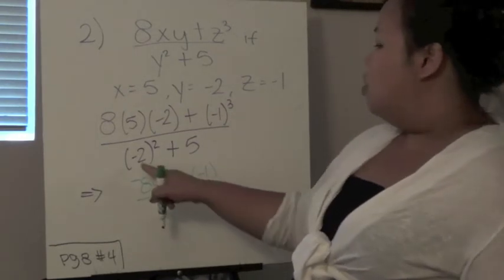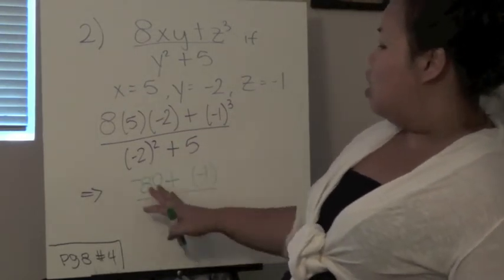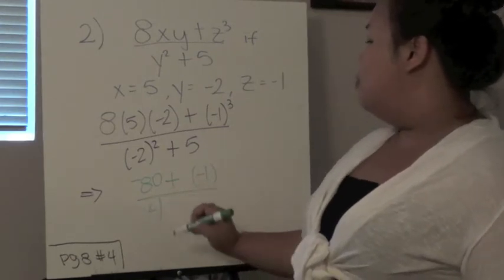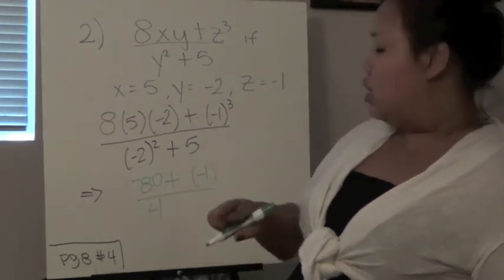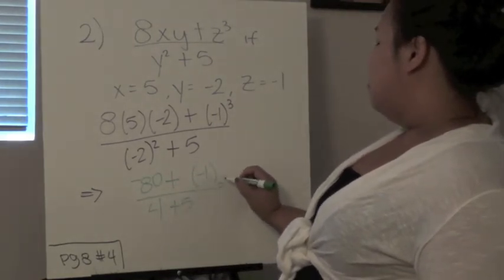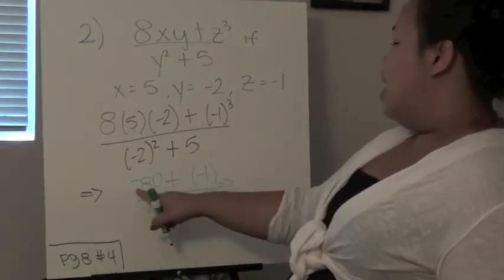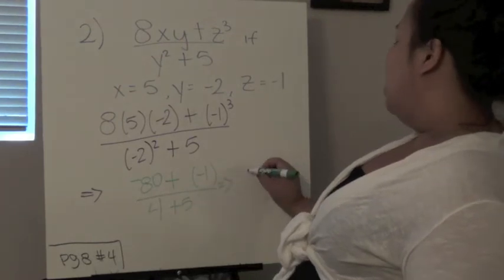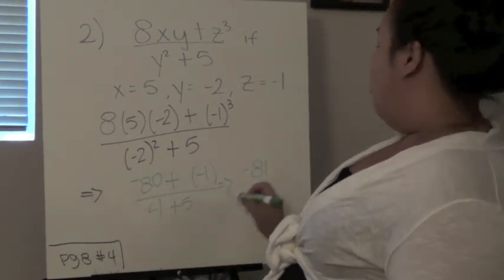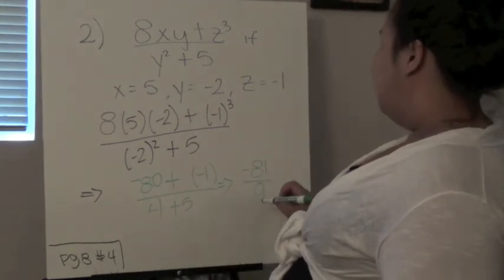All over. Again, this is a whole nother world down here. We're going to do it again. Negative 2 times negative 2 is positive 4. Okay? Two negatives make a positive. Plus 5. Okay? Negative 80 plus negative 1 is negative 81. Okay? 4 plus 5 is 9.